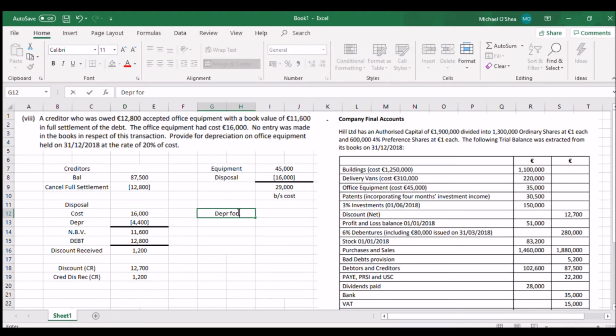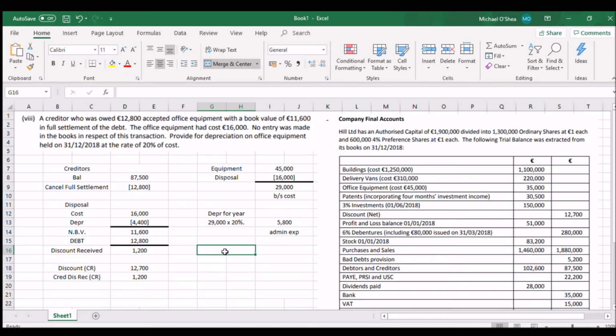The next one is depreciation for the year. To find that out, the first thing you have to find out is how much they're worth and when you are depreciating them. Providing for depreciation on office equipment held at the end of the year, which is this figure, at the rate of 20%. So there's no depreciation on the disposal for the year. It's just providing for depreciation on the equipment held on the last day by 20%. So that's going to be 29,000 multiplied by 20%, and that's going to be equal to 5,800. So 5,800, that's going in admin expense. It's admin because it's equipment.